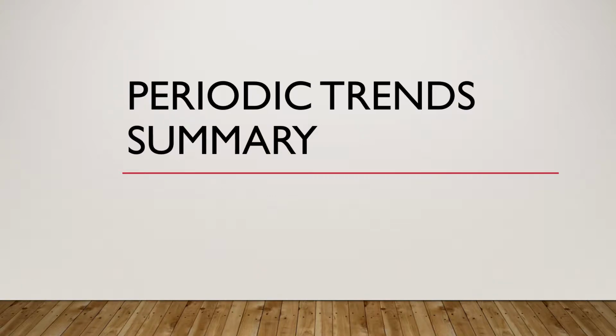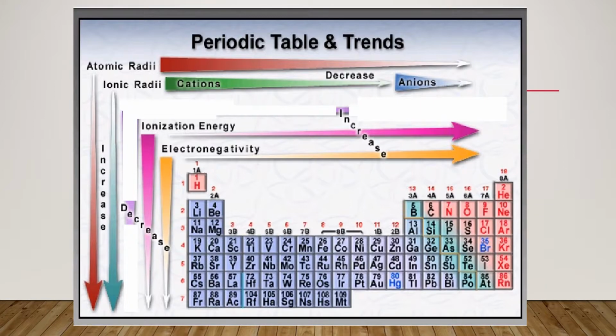Okay, so at this point we have gone over four periodic trends. We've gone over atomic radius, ionization energy, electronegativity, and ion size. So let's put it all together on one picture to look at, and then let's try doing some problems, the kind of stuff that you're going to have to be able to do for this unit.